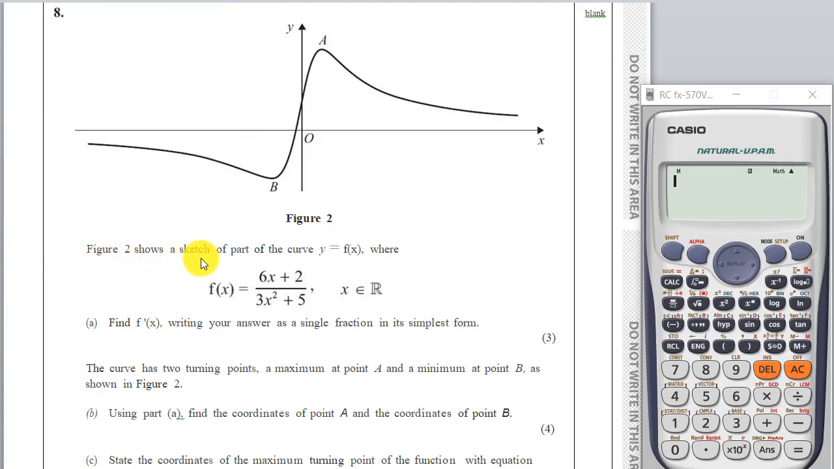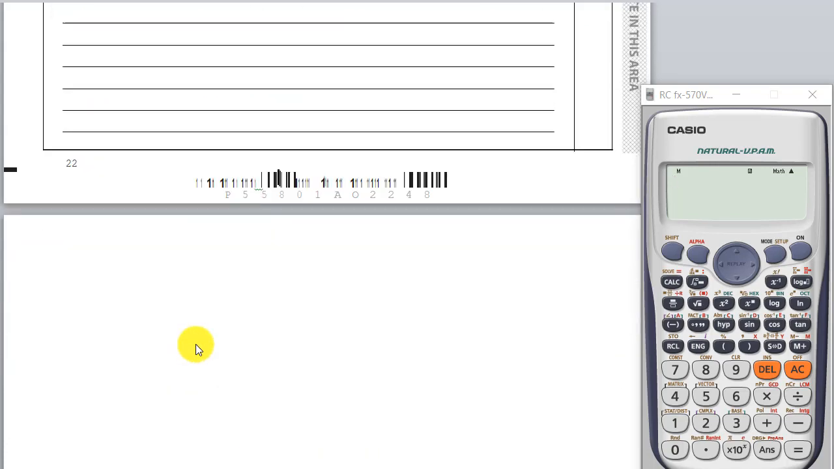Figure 2 shows a sketch of part of the curve y equals f of x, where f of x is equal to 6x plus 2 divided by 3x squared plus 5. Find f dash of x, writing your answer as a single fraction in the simplest form. So let us now find this part.